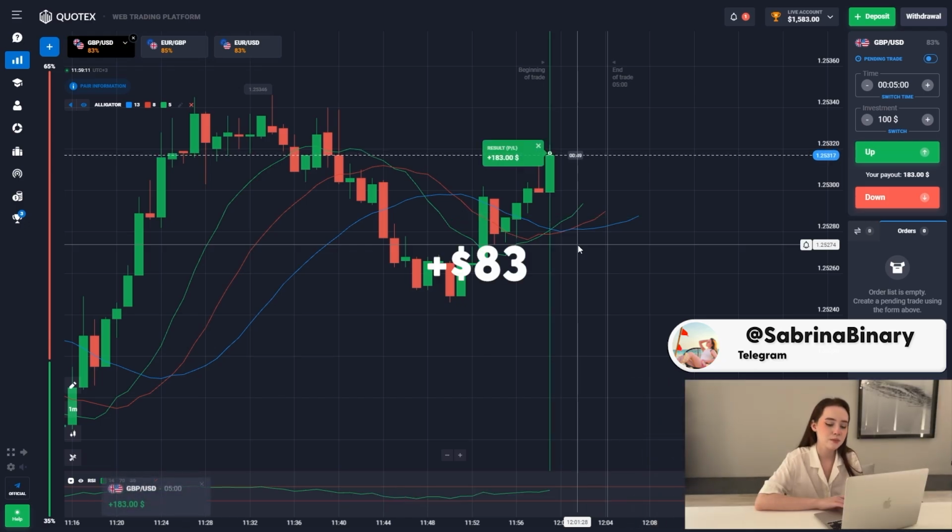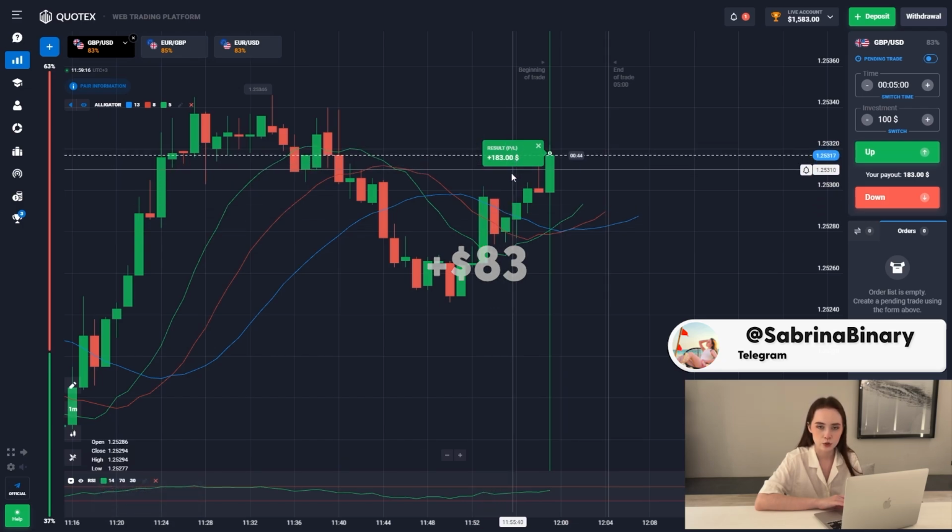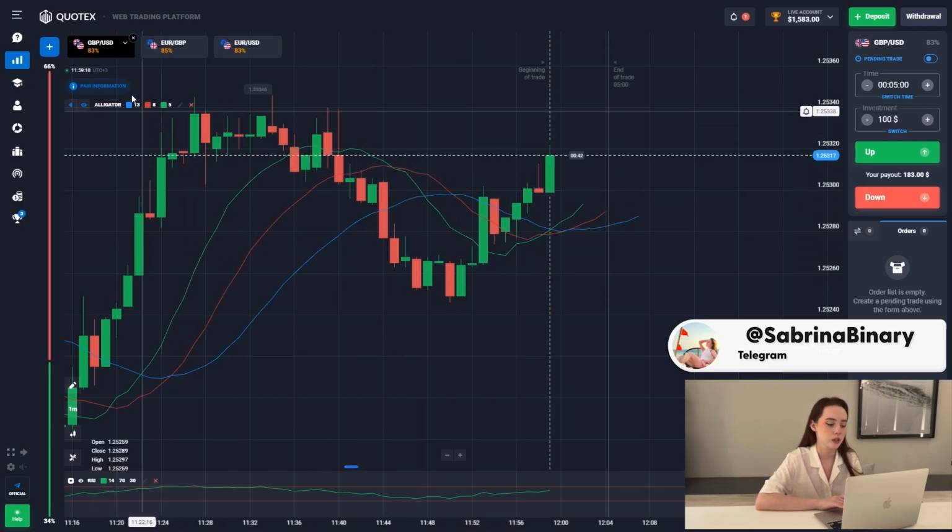And the deal is closed in plus and the profit is $183. And we're moving on to the next currency pair.